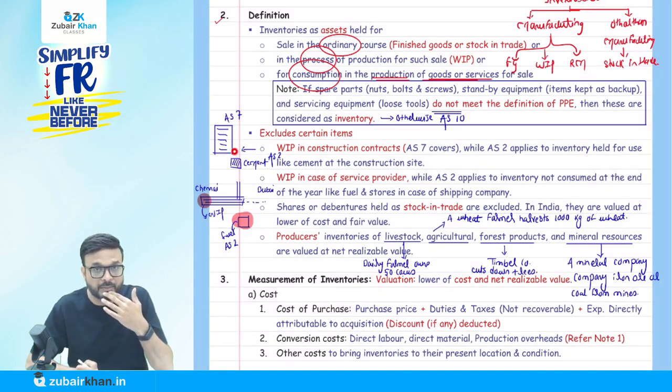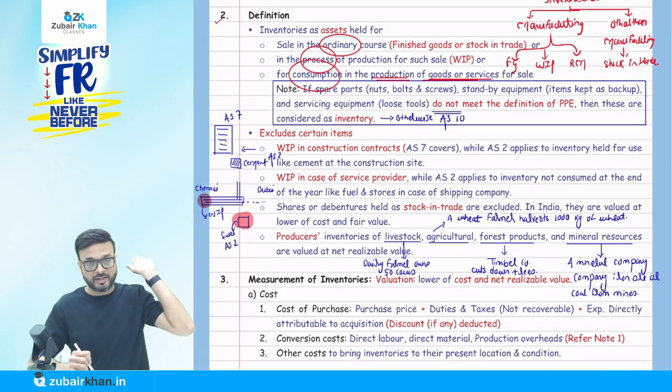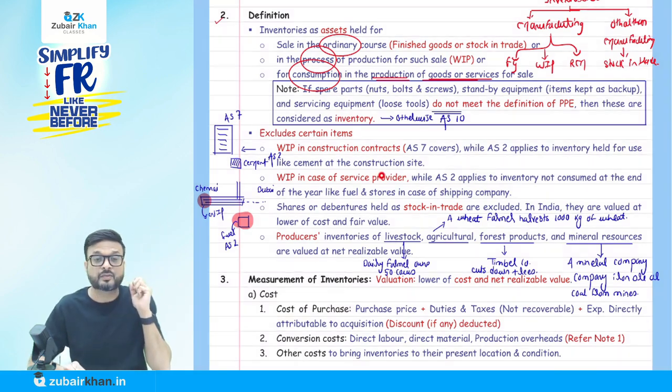If there are certain goods which we are going to use for that construction, for example, cement, this is going to be covered under accounting standard 2. Otherwise, WIP in construction contract, where will it be covered? It will be covered in accounting standard 7. Now, WIP in the case of what? Service provider. While AS 2 applies to inventory not consumed at the end of the year, like fuel and stores in case of a shipping company.